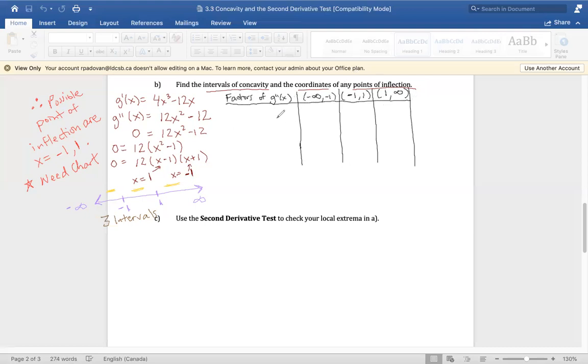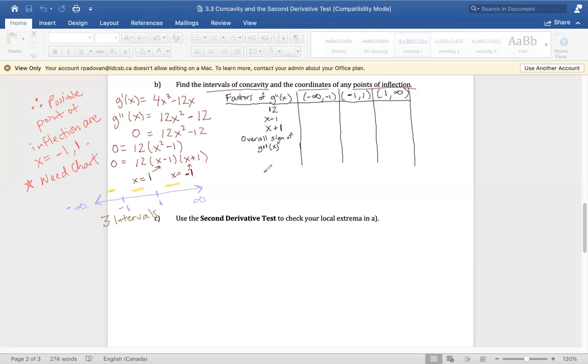So our factors of g double prime of x. Here, g double prime of x, my factors were the number 12. You don't need a lot of room in here, right? So you can put them relatively close, vertically on top of each other there. And then x minus 1, and then x plus 1. And then we have our overall sign. This is new now. I mean, we had the overall sign before, but now it's the overall sign of g double prime of x.